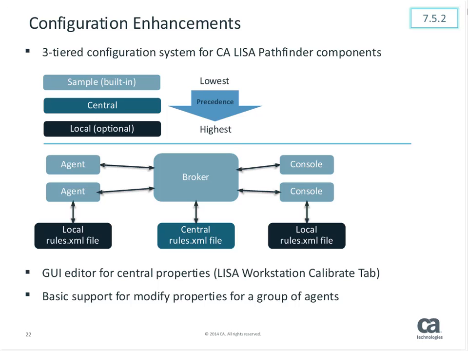Now, you can also have local configuration file that sits right in the agent folder on remote machines. So typically you wouldn't use this, but for some settings that are required at startup before the agent has a chance to connect to the broker, this is where you would put your overrides. So in terms of precedence, the built-in has the lowest precedence, which is overwritten by the central one, and then local has the highest precedence.